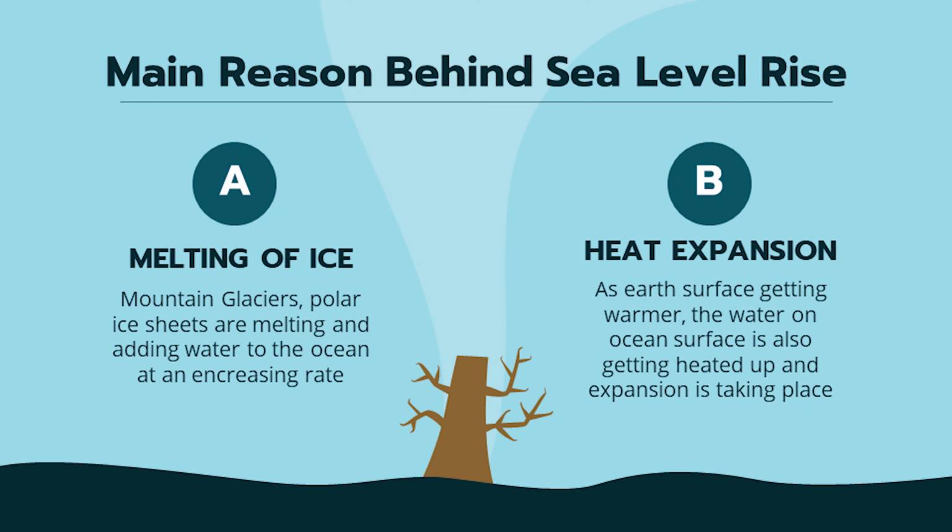As a result of the planet's systematic warming, the global mean sea level is rising in two different ways. First, the mountain glaciers and the polar ice sheets are melting and adding water to the ocean at an increasing rate. And second, as the ocean gets warmer, the water expands, resulting in an increase in volume.